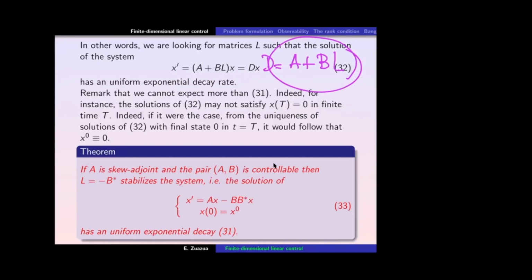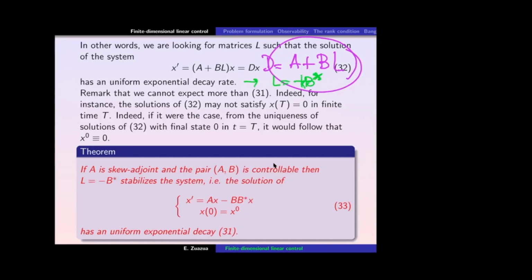So the question we are considering is, how can I choose L so that A plus BL is a dissipative operator? So how can I do that? Well, you could play again with the energy identity, and you will realize that a very good candidate for L is minus B star. Or maybe, if you want, some constant times B star.